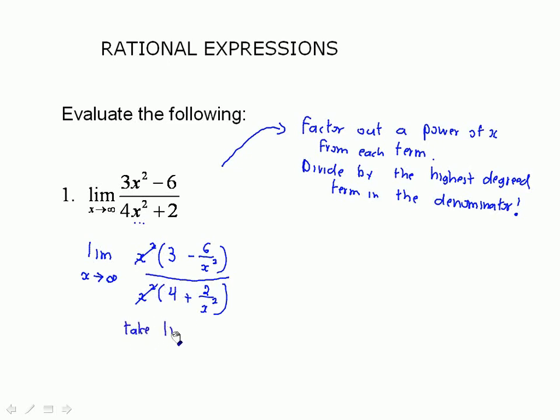And now we take the limit, and we fall back on those principles that were established earlier. 3 is unaffected by x increasing, but 6 over x squared would be 6 over an increasing denominator, so it would be equal to 0. And then this is 4 plus 0. So this is equal to 3 over 4.